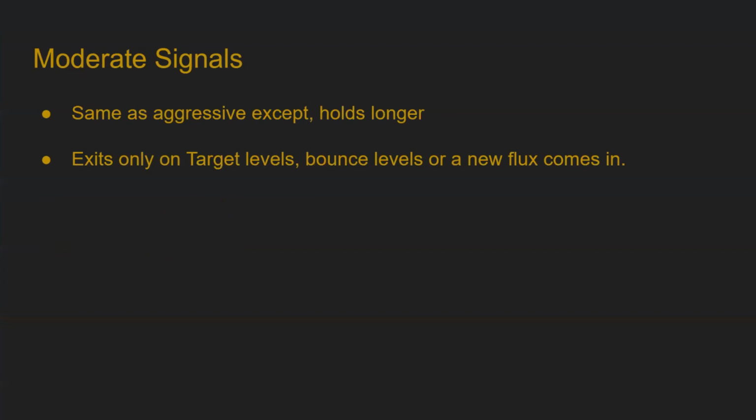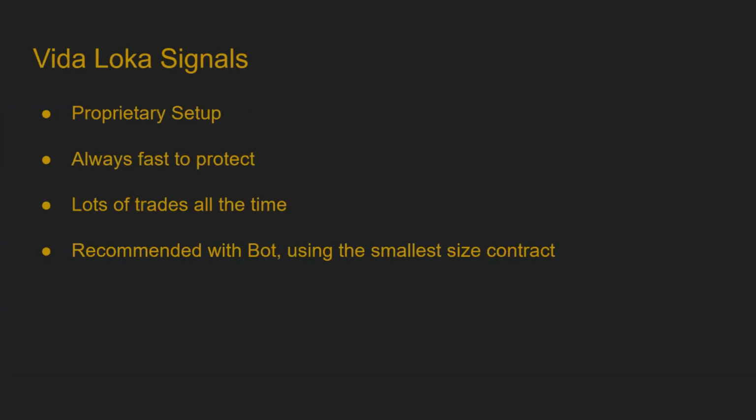Next up are the moderate signals. The moderate signal is exactly the same as the aggressive, except it holds longer. What I mean by that is that it doesn't protect so soon. Again, since it's the same as the aggressive, you could also use this on a bot or a trader assistant. The moderate will only ever exit when it reaches a target level, a bounce level, also known as a reversion level, or when a new flux of the opposite order type comes in. So when you use a moderate signal, you're going to be in a trade for a lot longer than an aggressive signal.